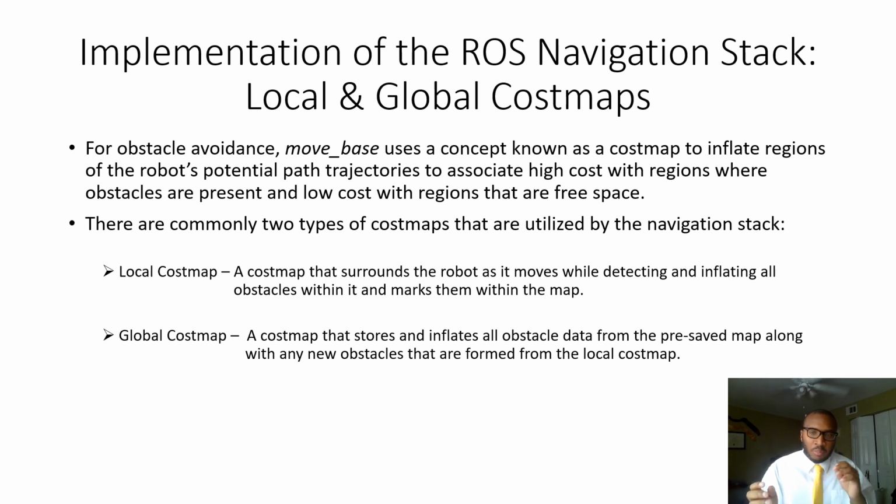So paths that are closer to obstacles are going to have higher costs, which means that you have a higher likelihood of crashing into something. So essentially, it's minimizing the cost to produce the most obstacle-free path.